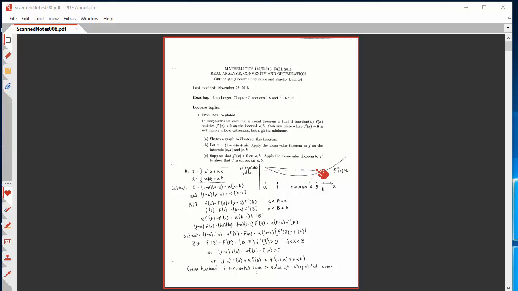You take the value at A, you take the value at B, and you take alpha times this value plus 1 minus alpha times the other value. That's greater than f evaluated at the point x, which is the interpolated point, 1 minus alpha times A plus alpha times B. And that's going to be our definition of a convex functional. A convex functional has the property that given 2 points, the interpolation of the values at those 2 points gives a bigger number than evaluating the function at the interpolated point.